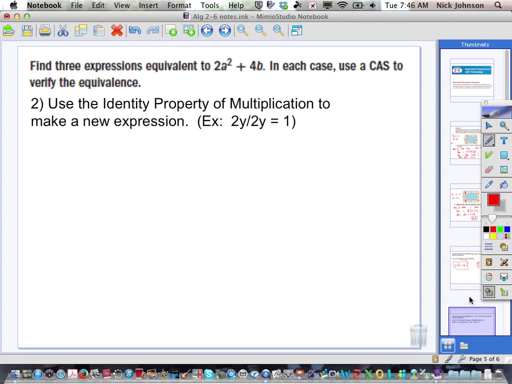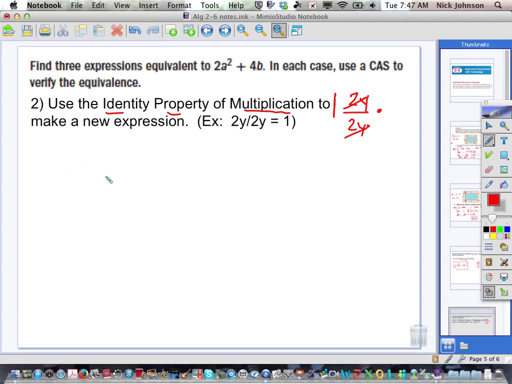Another way you can find an expression equivalent to 2a squared plus 4b is you can use the identity property of multiplication. That means you take something and divide it by the same thing and multiply it together. In the example, they took 2y divided by 2y and multiplied it to something. When you do that, you're just multiplying by 1. If you take 1 times something, don't you get the same thing? Yes. So we're going to do the same thing.